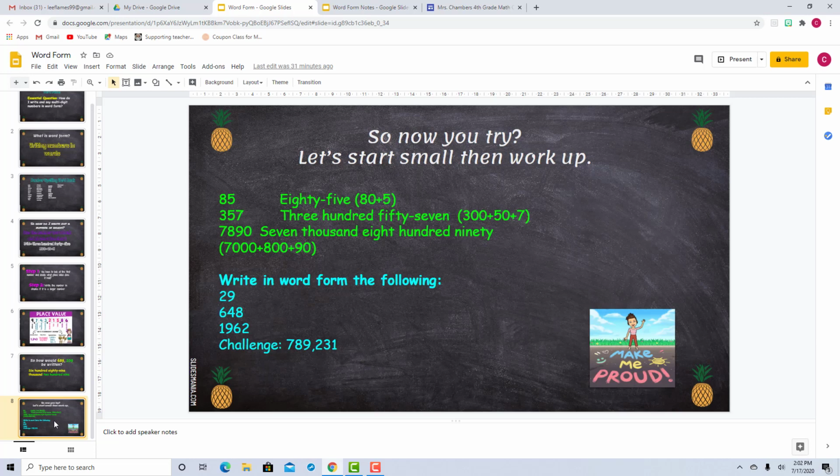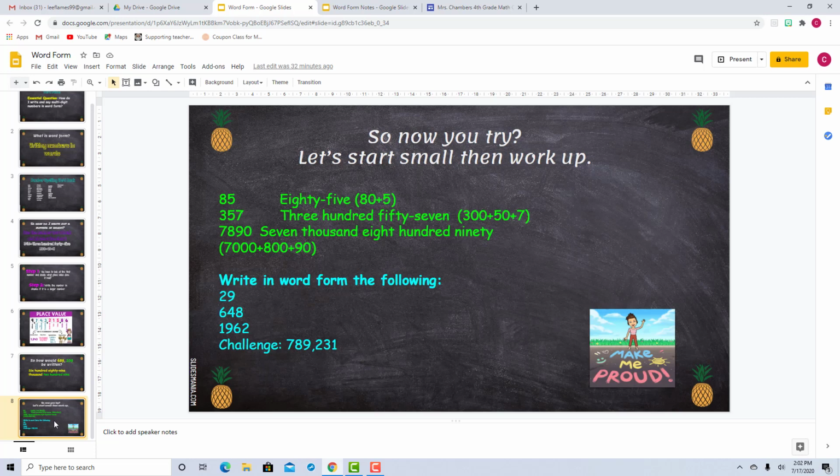The next sample we have is 357. This is a 3-digit number. That means it's in the hundreds. So 357. Now, you also have 7,890. So again, 7,890 is written in words, and it's also written in expanded form in parentheses below it.